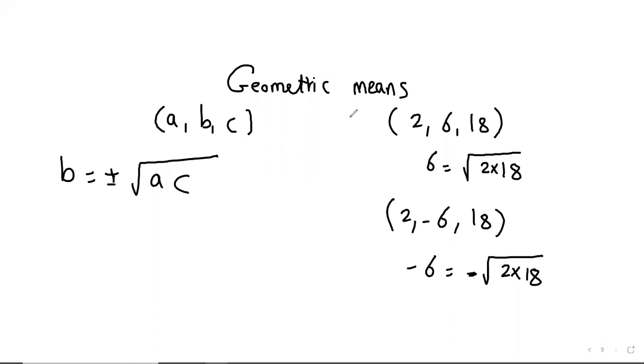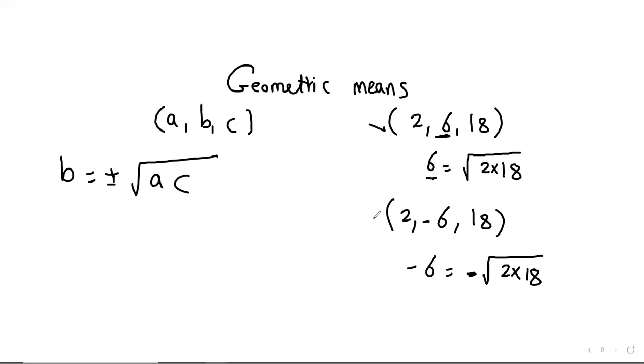Now let's go to the geometric means, and let's have a look at the sequence 2, 6, and 18. A here is 2, and the common ratio is 3. We will find that the geometric mean is 6. This 6 is equal to the square root of 2 multiplied by 18. 2 multiplied by 18 is 36, and the square root of 36 is 6.